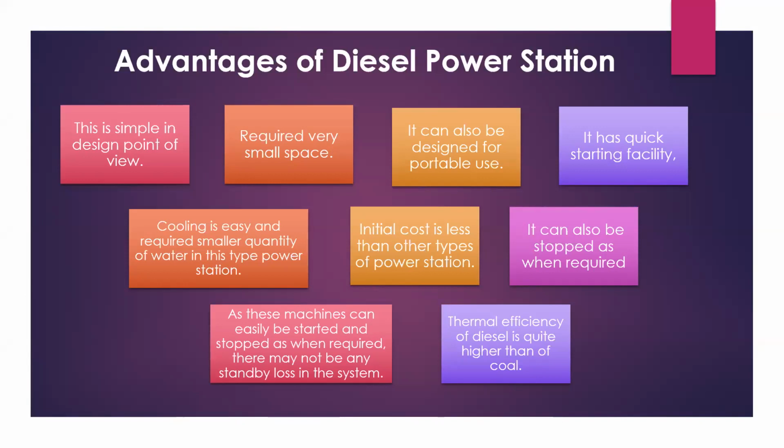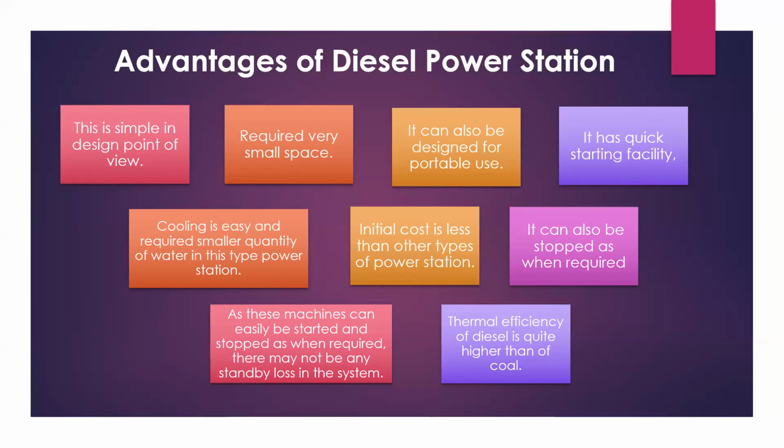Cooling is easy and requires a smaller quantity of water. In the case of your thermal power plant or hydroelectric power plant, a large quantity of water was required. Here only for the cooling purpose we need water, so the quantity required is very less. The initial cost is less than other types of power plant, because the construction of a thermal, hydroelectric or nuclear power plant is very costly. This has comparatively very less initial cost.